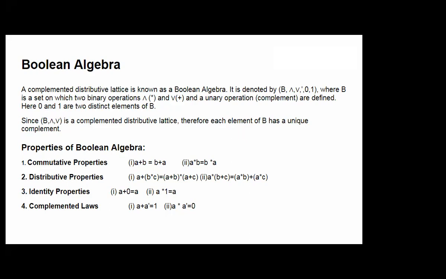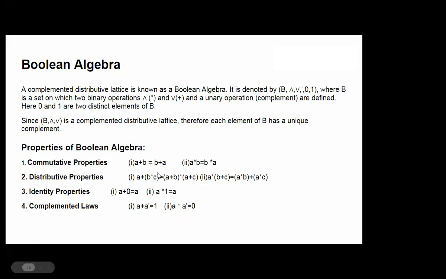Properties of Boolean algebra. First one, it contains commutative properties. Commutative means we can change the place of elements. Means A plus B is equal to B plus A, and A star B is equal to B star A. What we can write it like.